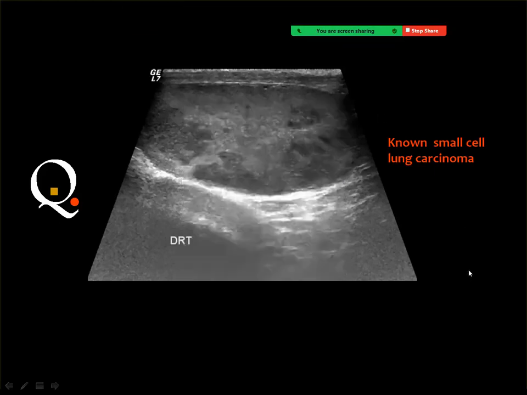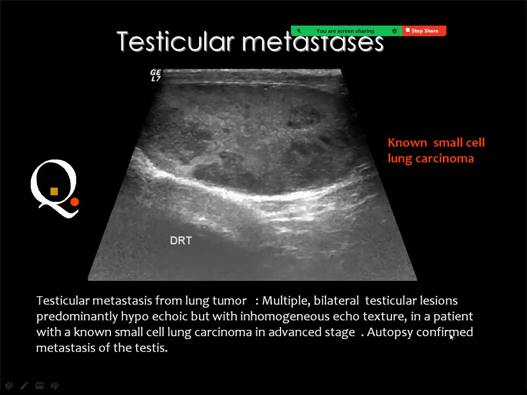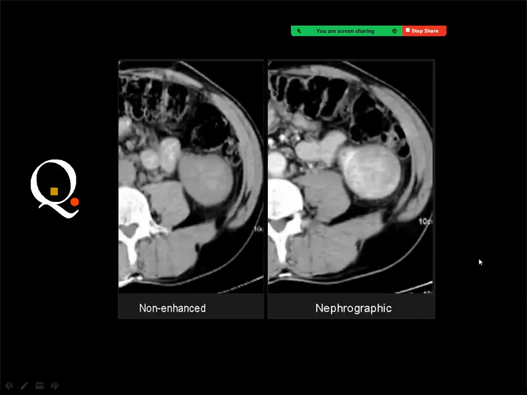Yes, and this is testicular metastasis. You can see multiple hypoechoic lesions within the testis. And in a case where you know that there is a known primary malignancy, you should consider that these lesions belong to the primary lesion, and these were testicular metastatic deposits from the lung cancer.